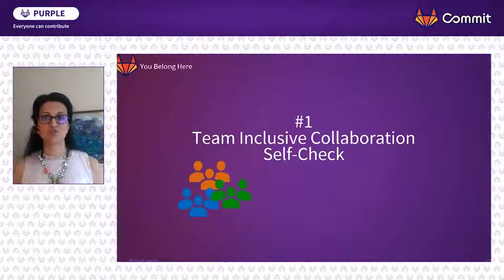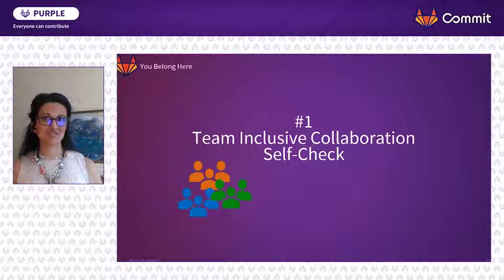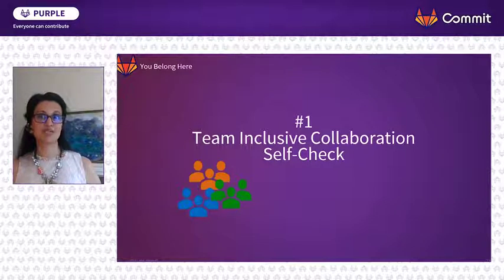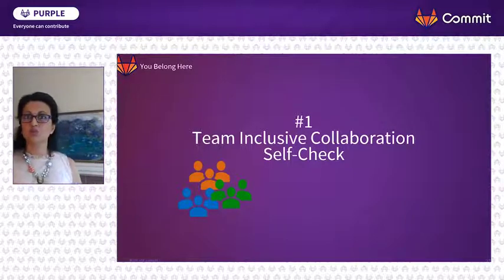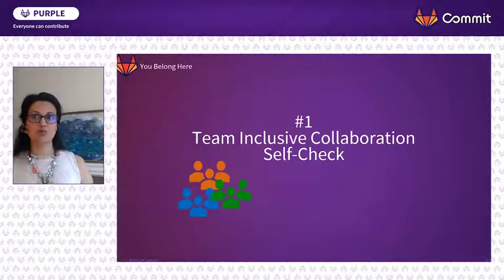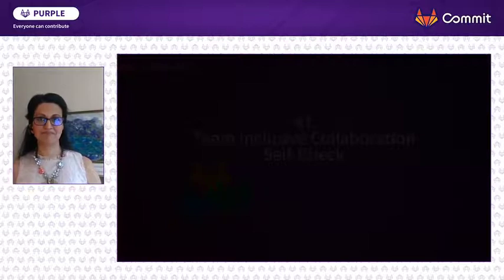Collaboration, by the way, is the number one skill mentioned in the 2009 Enterprise DevOps Skill Report, and it's the number two skill mentioned right after agility in the Big Nine organization values identified by MIT and Glassdoor. So what is the team inclusive collaboration self-check?